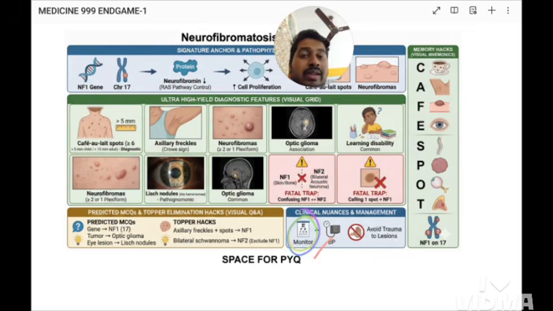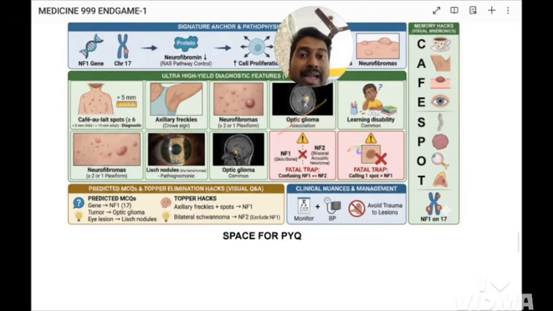So what do you need? You need to monitor vision. Why? Because of the risk of developing optic glioma. Because optic glioma presses on the optic stalk and the optic nerves, hence vision problems can come.